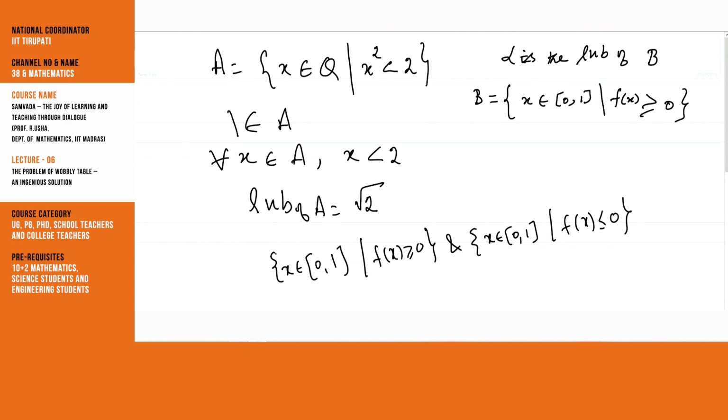So, what else comes to your mind so that we can continue with this problem? Should alpha be necessarily in B? No, it might not be.